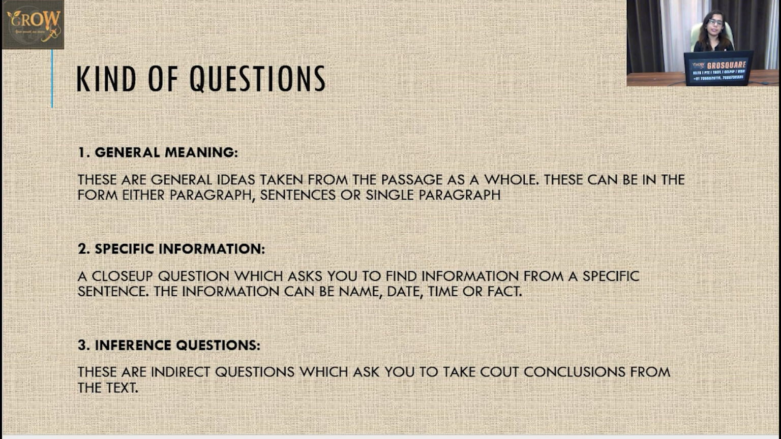Now let's discuss the kinds of questions. What we have understood till now is that we are basically going to get three sorts of questions. The first one is general meaning, right? These are the general ideas taken from the passage as a whole, and these can be in the form of a paragraph, a sentence, or a single paragraph, right? So these kinds of questions can be there. For example, the very first one, there was a paragraph and we needed to fill that, right? Second is specific information. It is a close-up question which asks you to find information from a specific sentence. The information can be a name, date, time, or fact, right? Like reading for information, part 3.